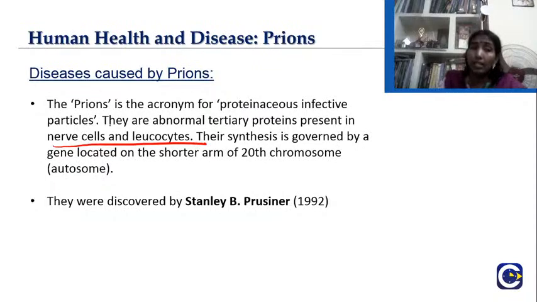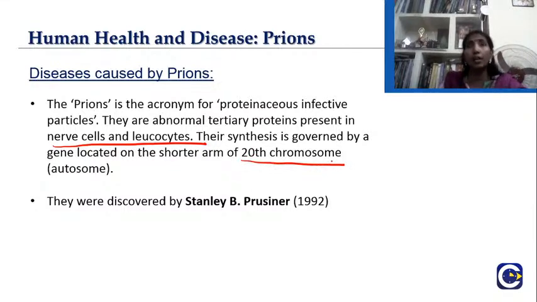Now, you should understand another scenario. There is going to be an abnormal folding of proteins caused by the prions, and they are going to bring about certain degenerative changes in the organ where it is getting affected. This is governed by the gene which is located on the 20th chromosome, and that is important.